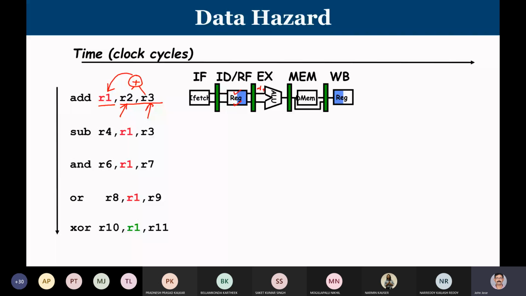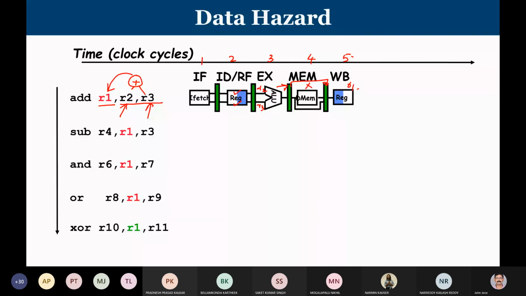Then your R2 content will come through this leg and R3 content will come through this leg, and in the ALU I am going to add them. The result is going to be kept in this pipeline register. Since it is an ALU operation, nothing is done in the data memory stage. So whatever is the content in this pipeline register gets copied to the next pipeline register at the end of one cycle delay, and I'm going to write back into R1 in the WB stage. So these are your clock cycles, let's say 1, 2, 3, 4, and 5.